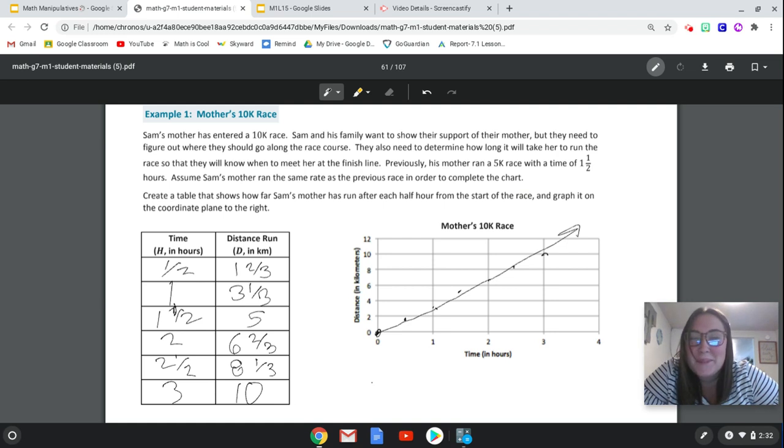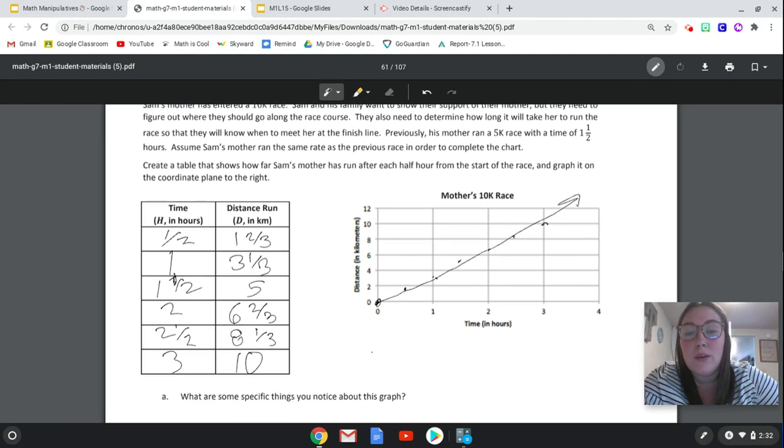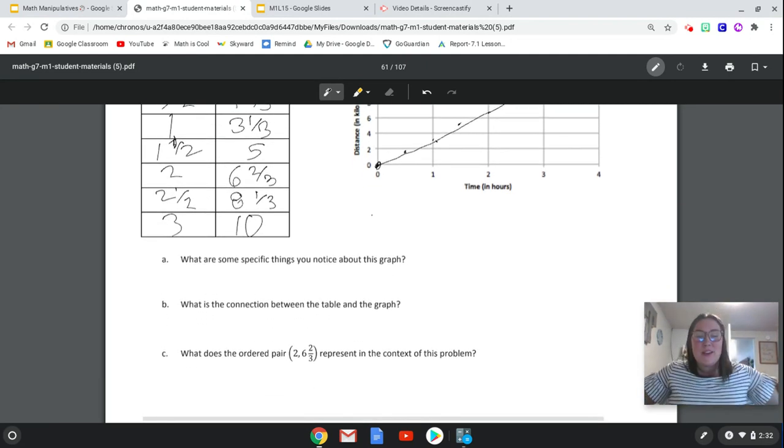You might have thought we were done, but I'm back. Okay, we're not just going to fill out a table in the graph. We're going to have to answer some questions. So, I scroll up. There's some questions. Okay, what are some specific things you notice about this graph?